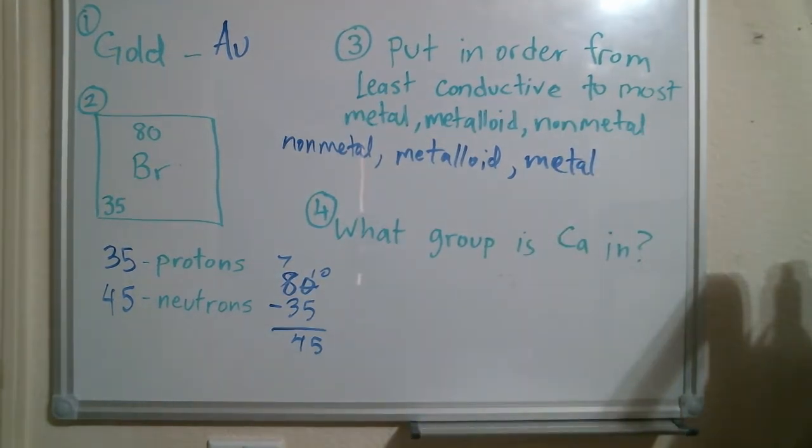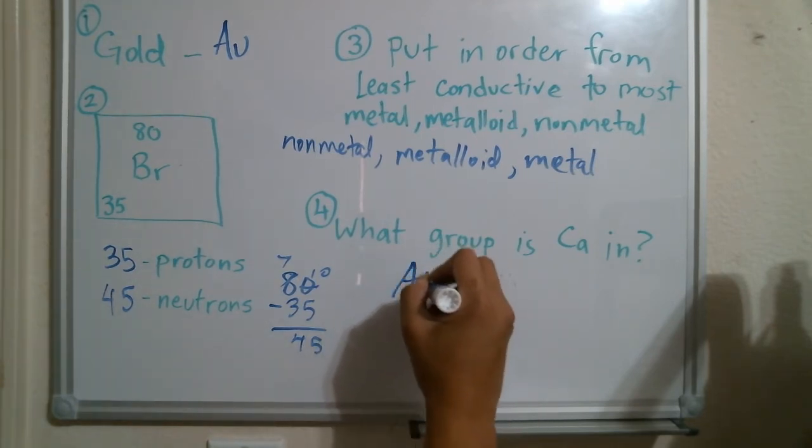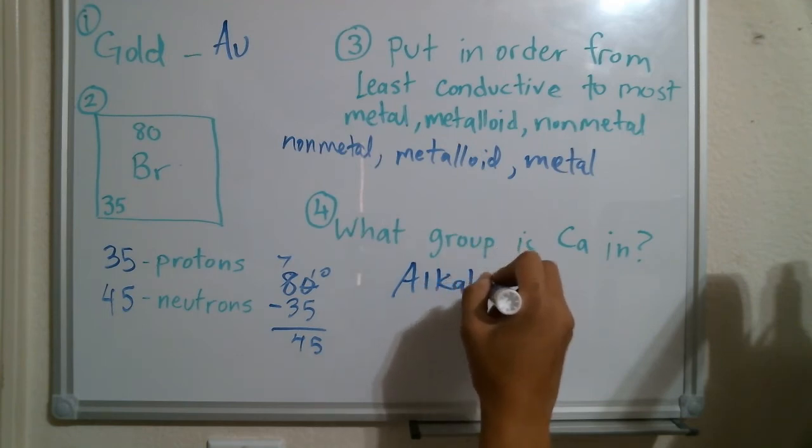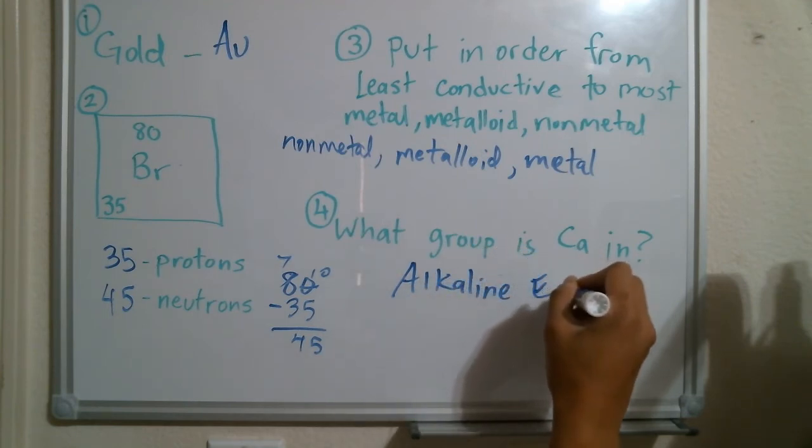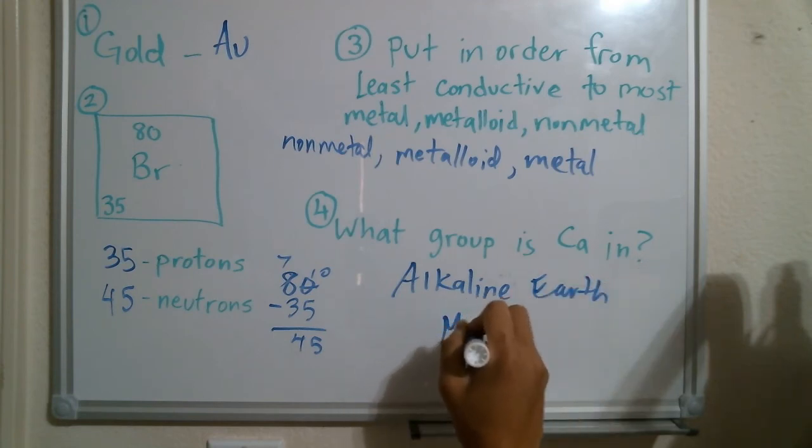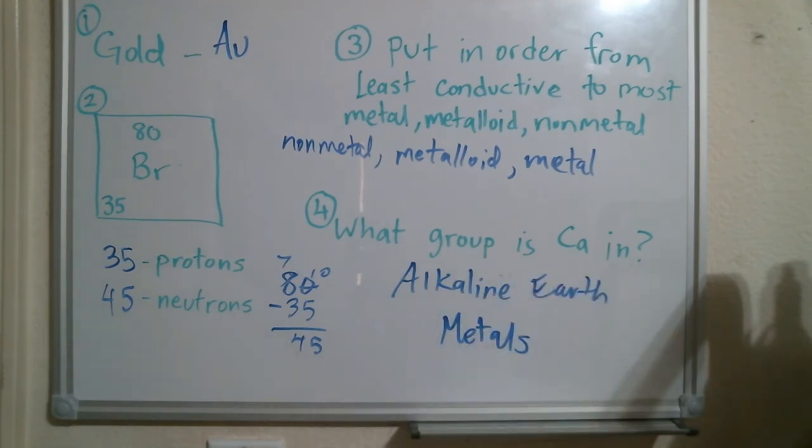Alright, so number 4. What group is Ca in? So let's look for Ca. Where is it? It's in column 2, and you go 3 rows down, in row 4. And Ca is in the second column. That means, what's the name of the group in the second column? They're the alkaline earth metals. Alright, now we know how to read the periodic table.